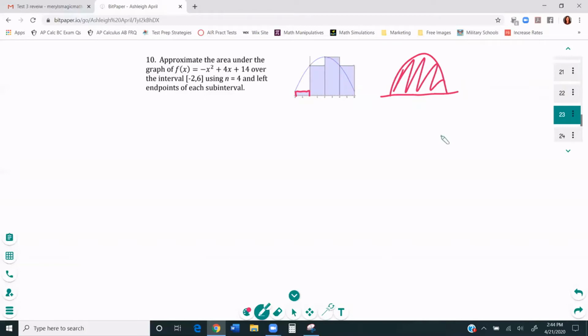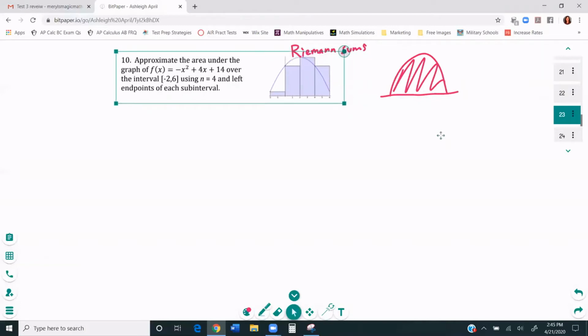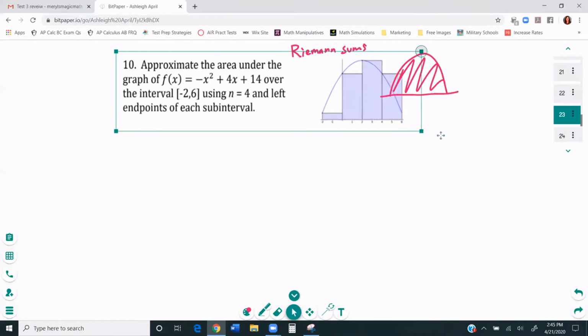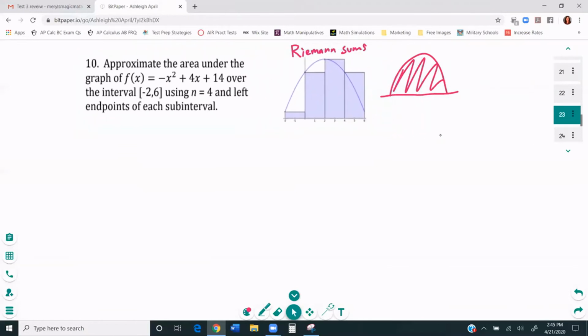They're called Riemann sums. Did your teacher mention that at all? Or rectangular approximations. It's not a big deal, but here is the important thing. Let me make this way bigger.